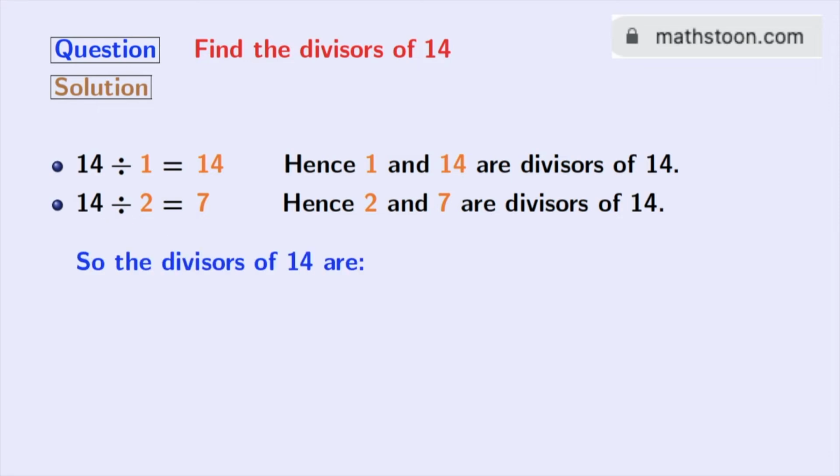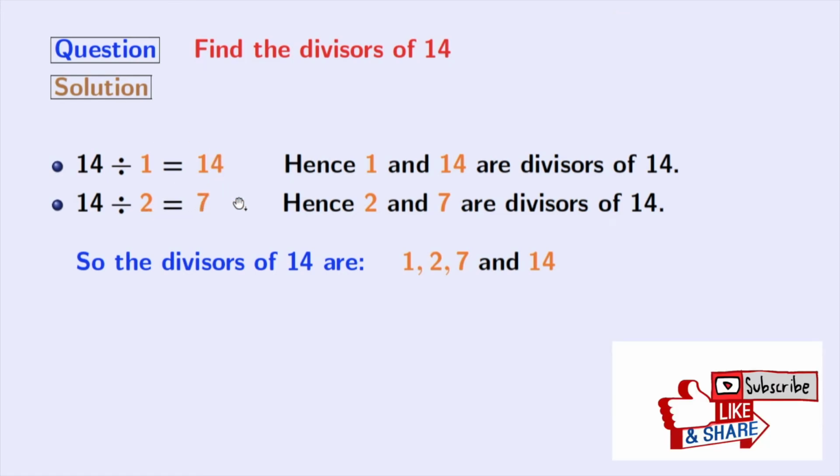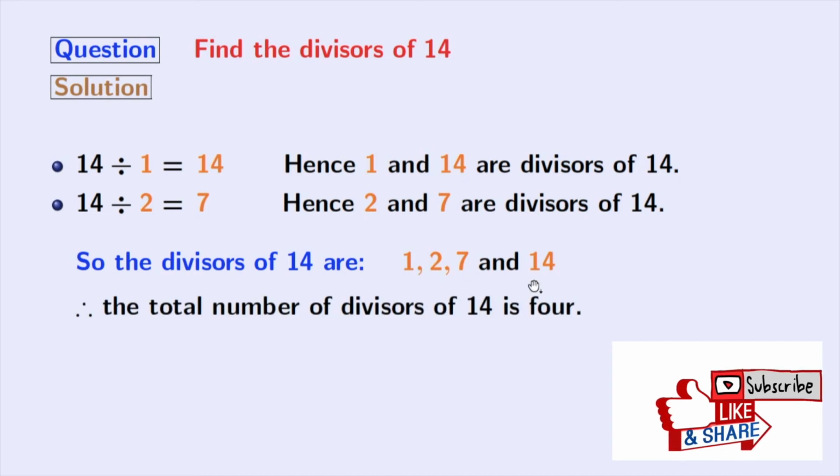Now look that we have all the divisors of 14, which are in orange colors. That is 1, 2, 7 and 14. So the total number of divisors of 14 is 4.